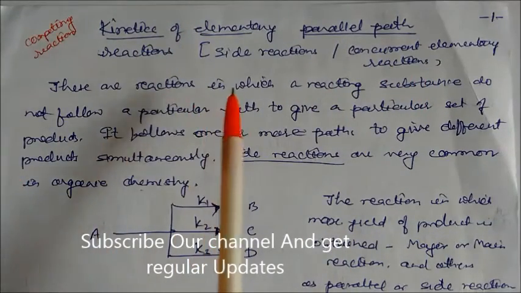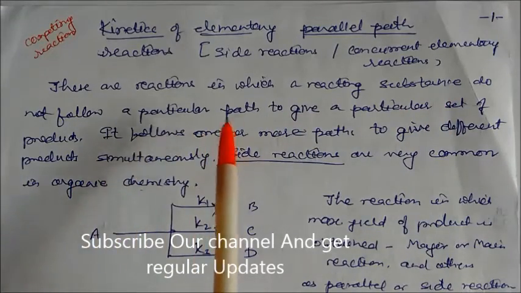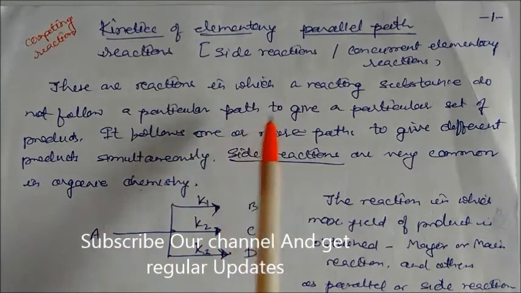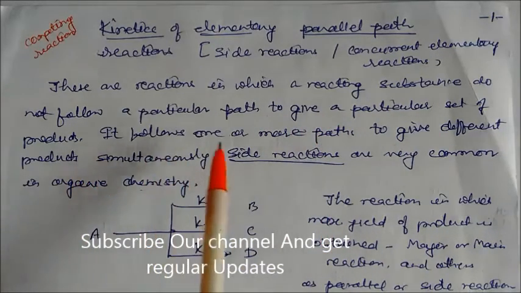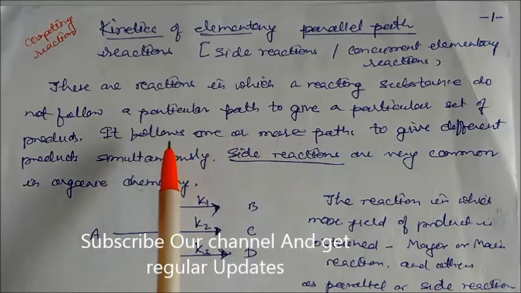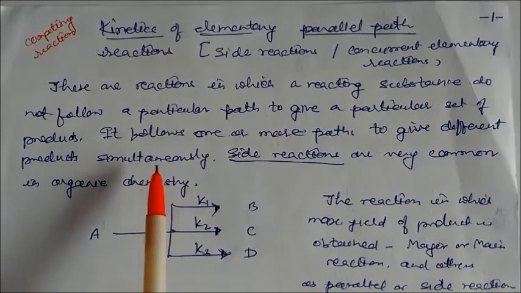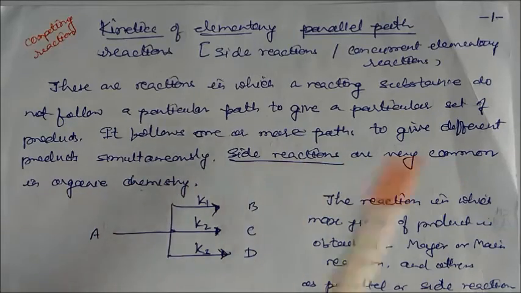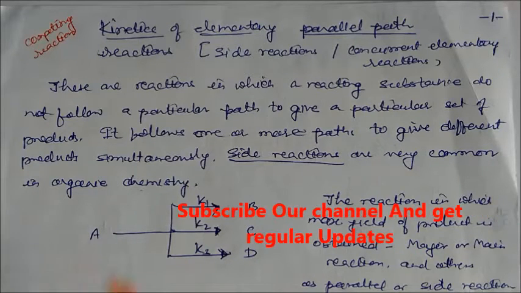These are reactions in which a reacting substance does not follow a particular path and gives a particular set of products. It follows one or more paths. The path is not one, it can be more than one, to give different products simultaneously. Side reactions are very common, especially in organic chemistry. We will see a lot of examples.